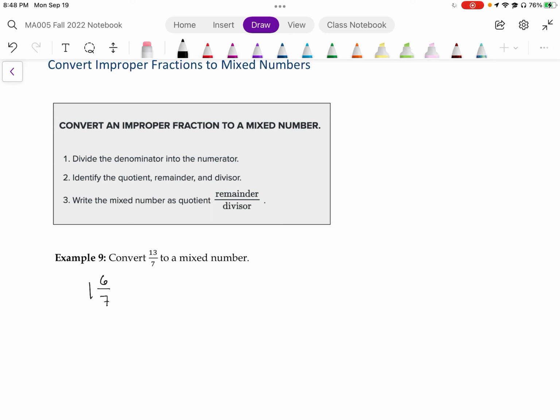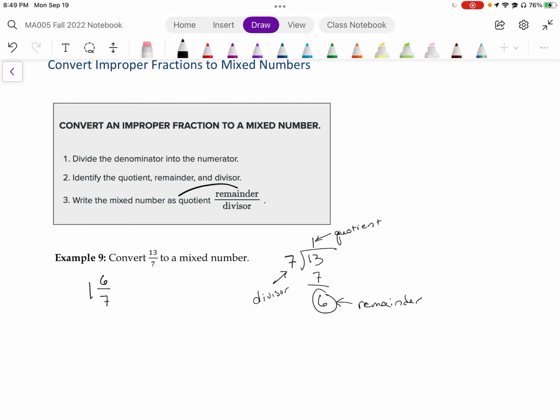And another way to think about this is doing it with long division. So you're going to say 13 divided by 7. So how many times does 7 go into 13? It goes in 1 time. 1 times 7, and then I'm going to subtract. This is my remainder. Okay, this is the quotient. And this is the divisor.